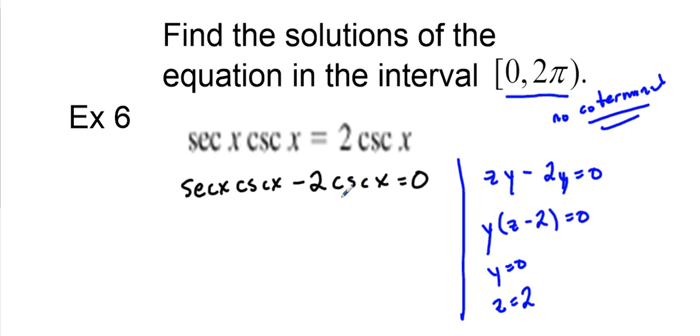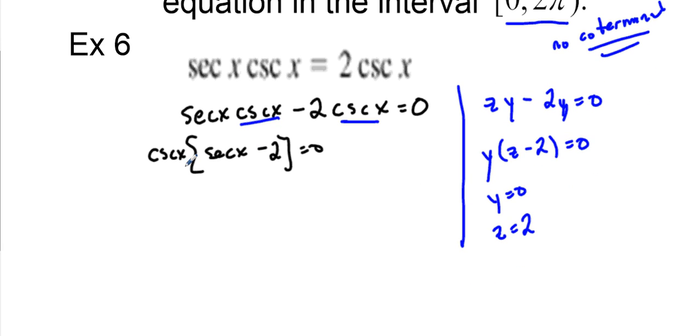I'm going to factor out, in this case, cosecant x, because that's what's common between both of these. And so when we factor out the cosecant, what we have left over is secant of x, which is just like our z, minus our 2. And that's going to be set equal to 0.